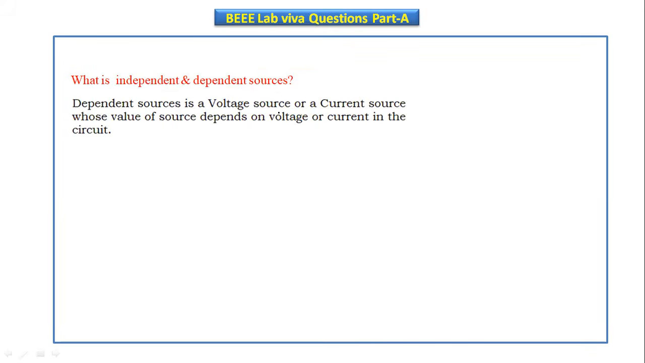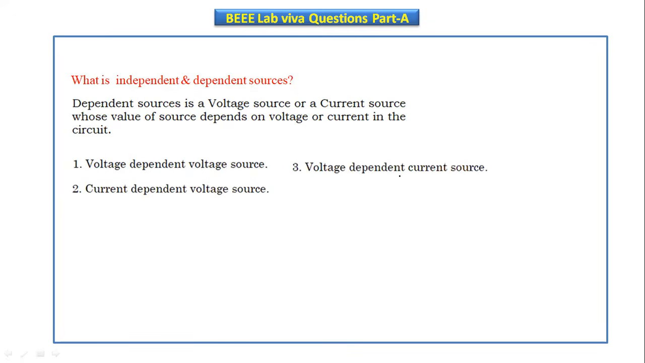A dependent source is a voltage source or current source whose value depends on the voltage or current in the circuit. There are four dependent sources: the voltage dependent voltage source, the current dependent voltage source, the voltage dependent current source, and the current dependent current source. In the voltage dependent voltage source, the voltage source depends on the voltage, and in this one the voltage source depends on the current. In this, the current source depends on the voltage, and in this, the current source depends on the current. So these are the dependent sources, and these are the examples.